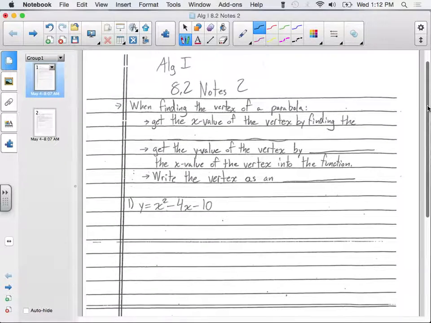So, today we're going to be actually finding the vertex from a function that we're given. So, first thing we have to do, we have to find the x value of our vertex. And we can do that by finding the axis of symmetry.